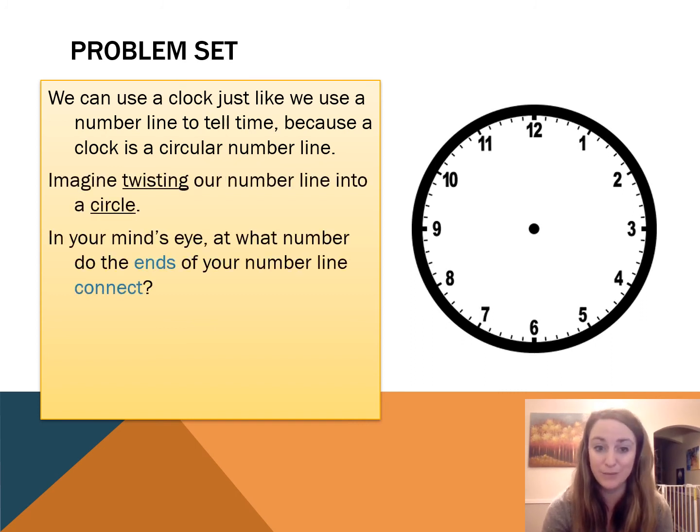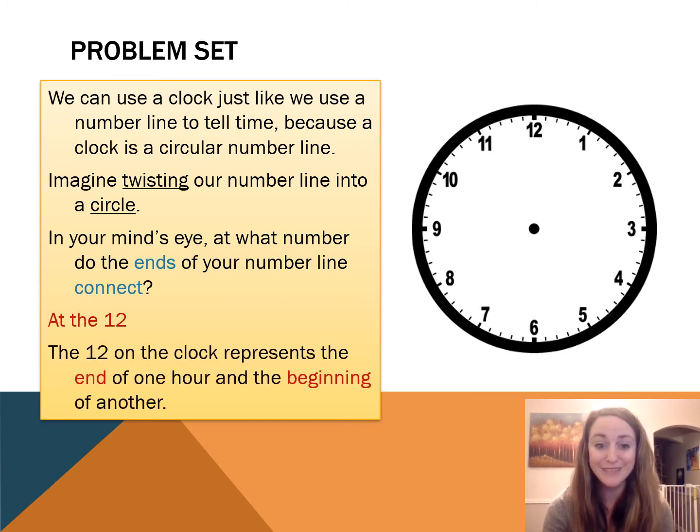Imagine twisting our number line into a circle. In your mind, at what number do the ends of your number line connect? They would connect at the 12. The 12 on the clock represents the end of the hour and the beginning of a new one.